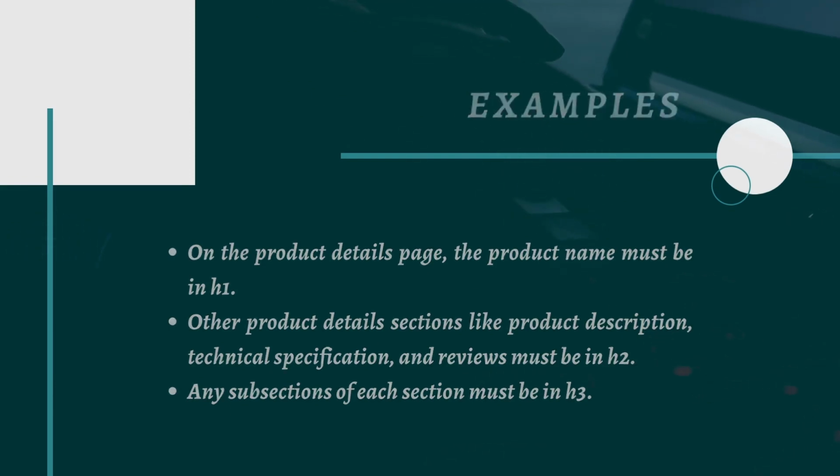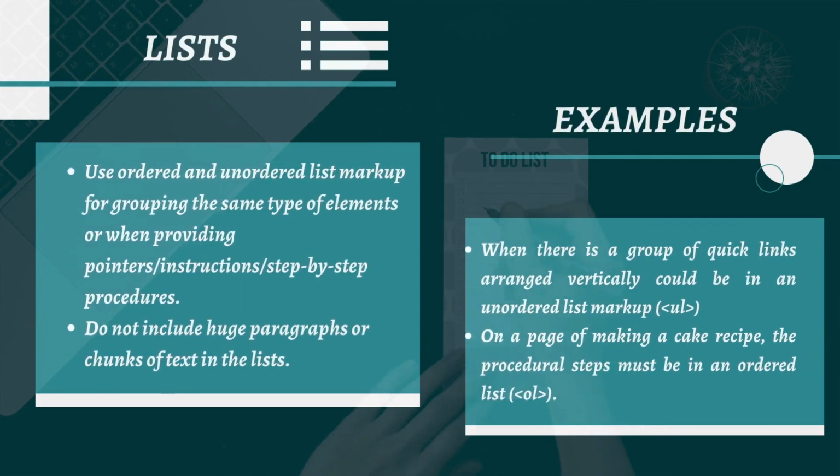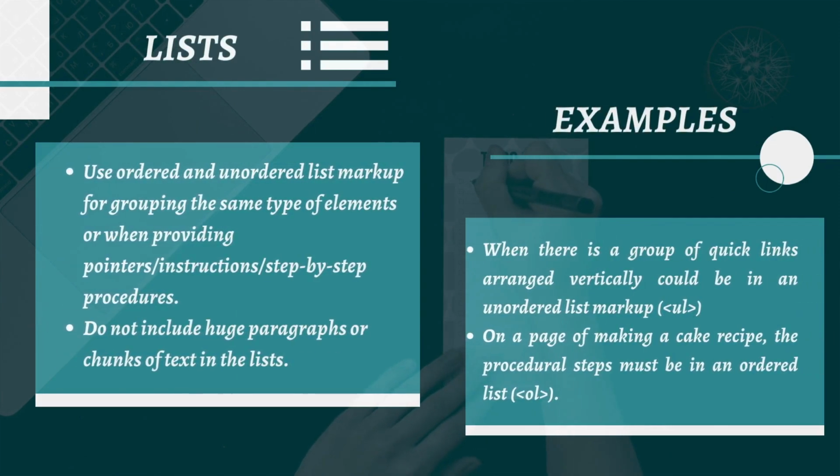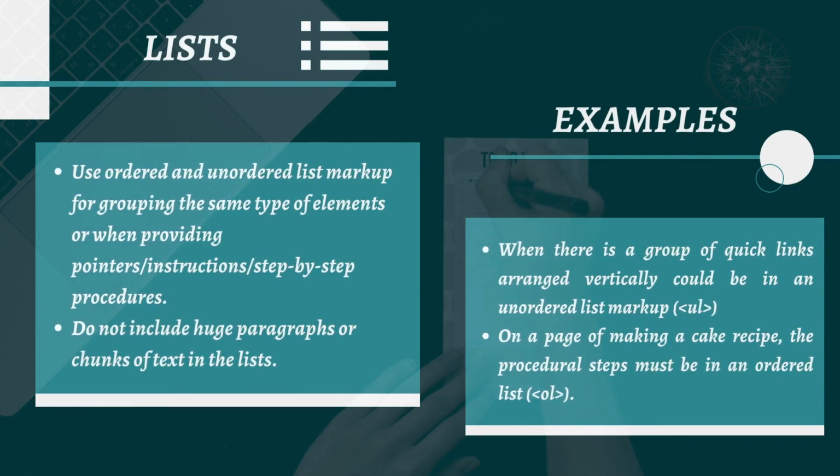Now, let's talk about the requirements of lists. One should use ordered and unordered list markup for grouping the same type of elements or when providing pointers, instructions, step-by-step procedures. One should not include huge paragraphs or chunks of text in the lists. Now, let's take a look at examples. When there's a group of quick links arranged vertically, they could be in an unordered list markup, or on a page of making a cake recipe, the procedural steps must be in an ordered list.